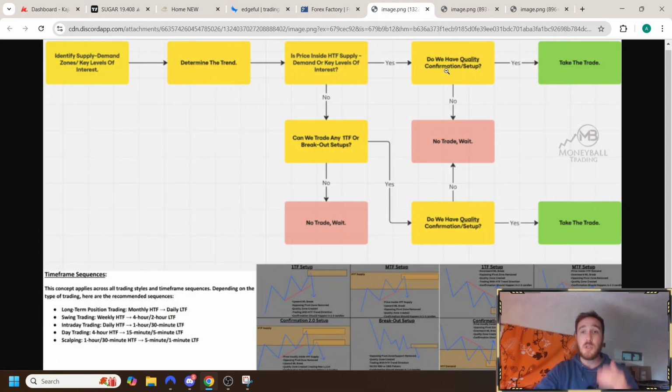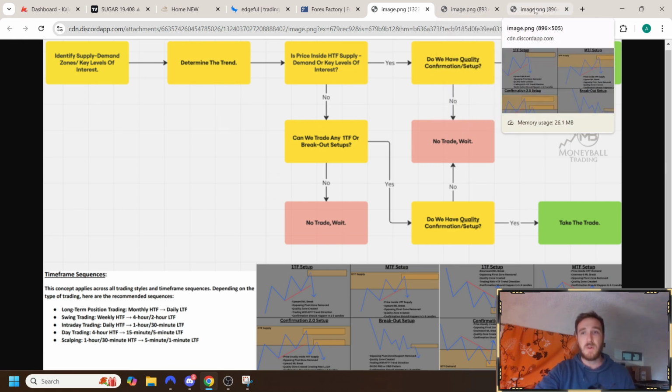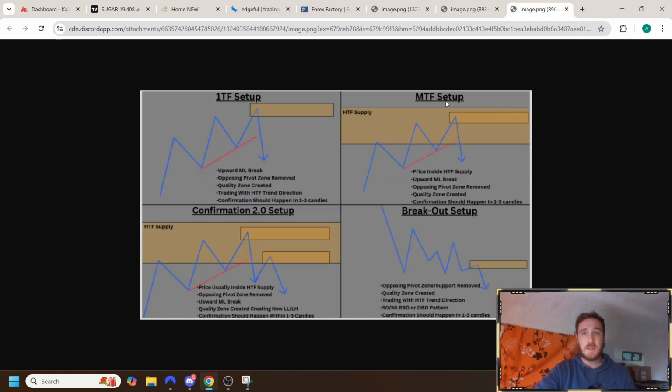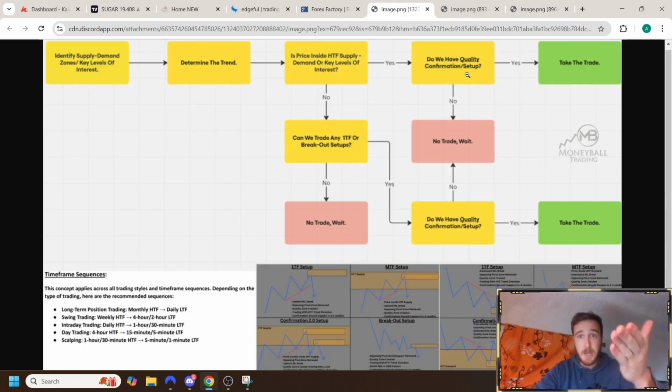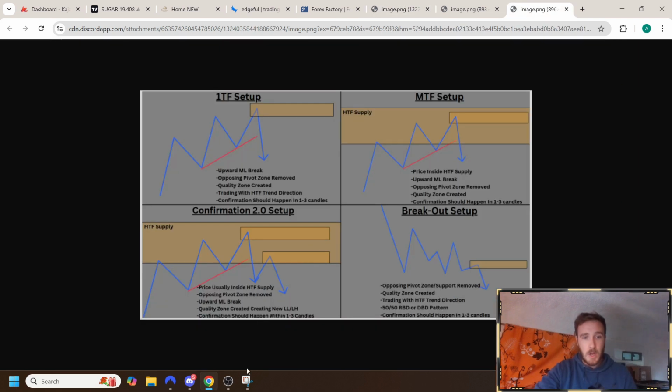Do we have quality confirmation? What is confirmation? This is when we need to go down to our smaller time frame and wait for those buyers or sellers to step in again. So in this case, I do have this photo here. This is called our multiple time frame setup, which is literally, do we have confirmation? So this is what it looks like. I'm going to go over here.